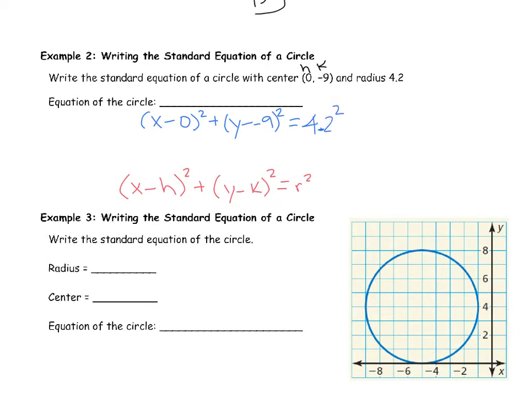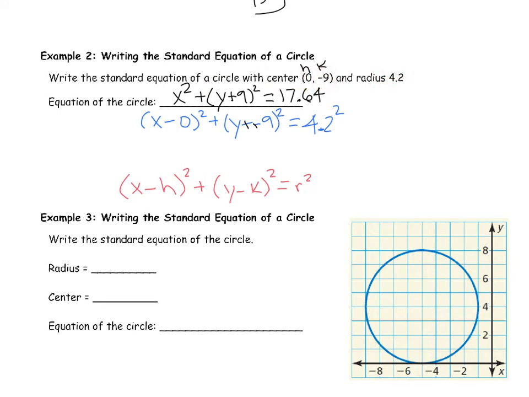4.2 squared. All right, so when we simplify that, x minus 0, well, really we don't have to put the minus 0 part, so that part just becomes x squared plus y, double negative turns it into positive. So we would have y plus 9 squared equal to 4.2 squared, which is 17.64. So that would be the equation of a circle with the center of 0, negative 9 and a radius of 4.2.